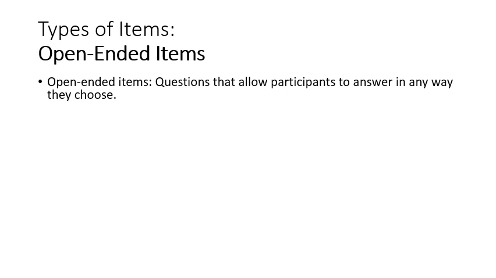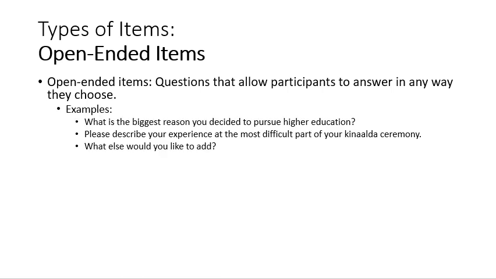So there are a couple of types of items you can use, and one type is open-ended items. Open-ended items are just questions that allow participants to answer in any way they choose. So it means that participants can offer a written response, whatever they choose to write. Examples: what is the biggest reason you decided to pursue higher education? Or, please describe your experience at the most difficult part of your ceremony. Or a question that often comes at the end of a survey: what else would you like to add?